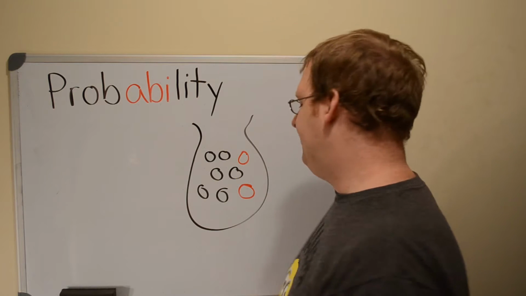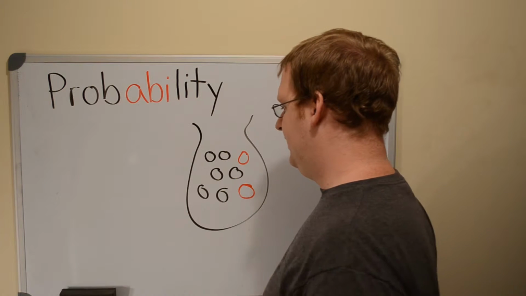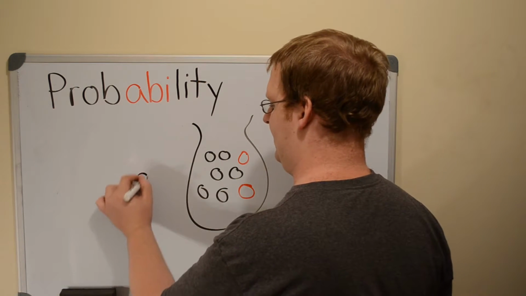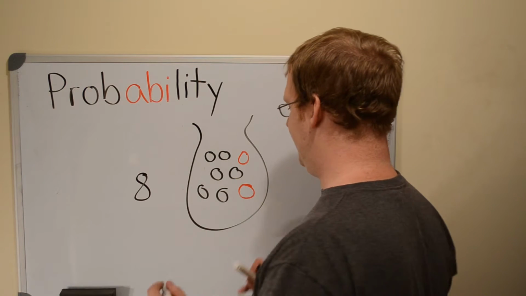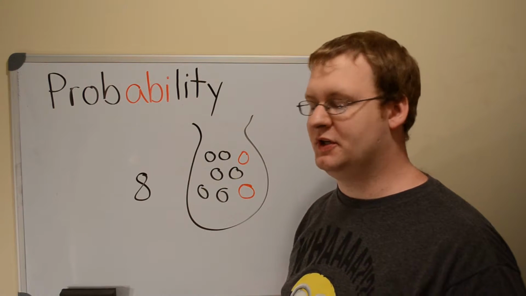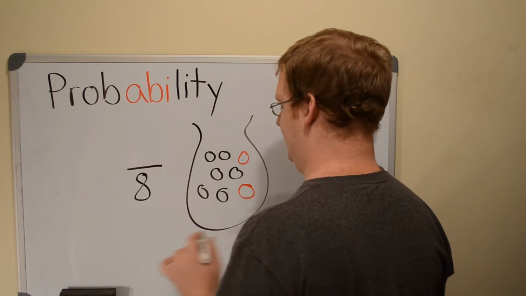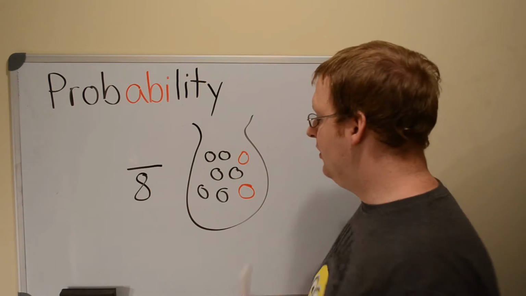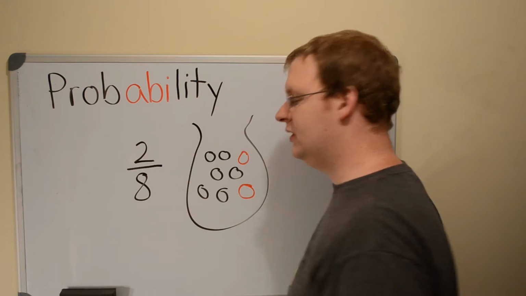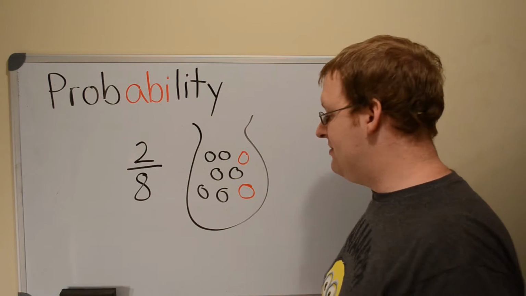Well, let's look at that. If you remember from the last example, we take the total number of things and we write it right here on the bottom. And then we take the total number of desired outcomes, the total number of things that we want to happen, and we write it on top. In this case, since we want a red thing, we're going to look at these 2 things here and write 2 over 8.